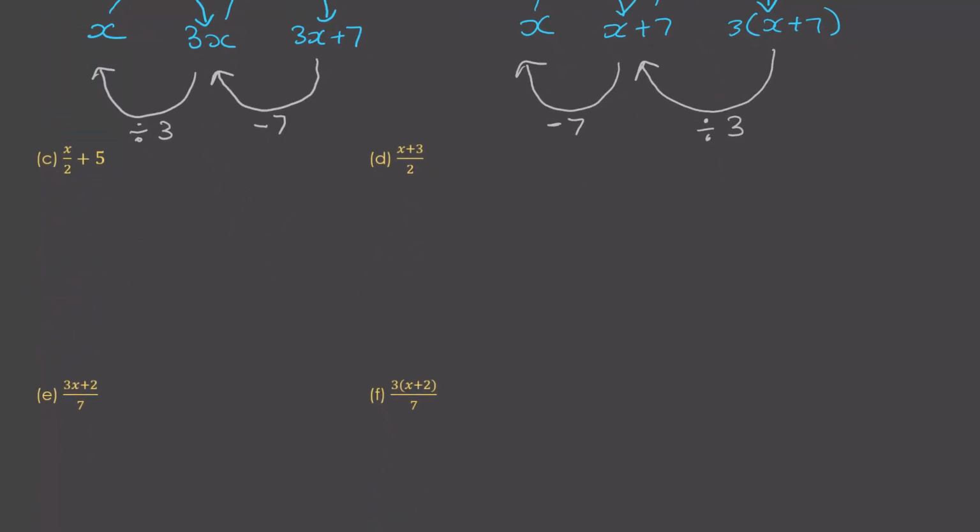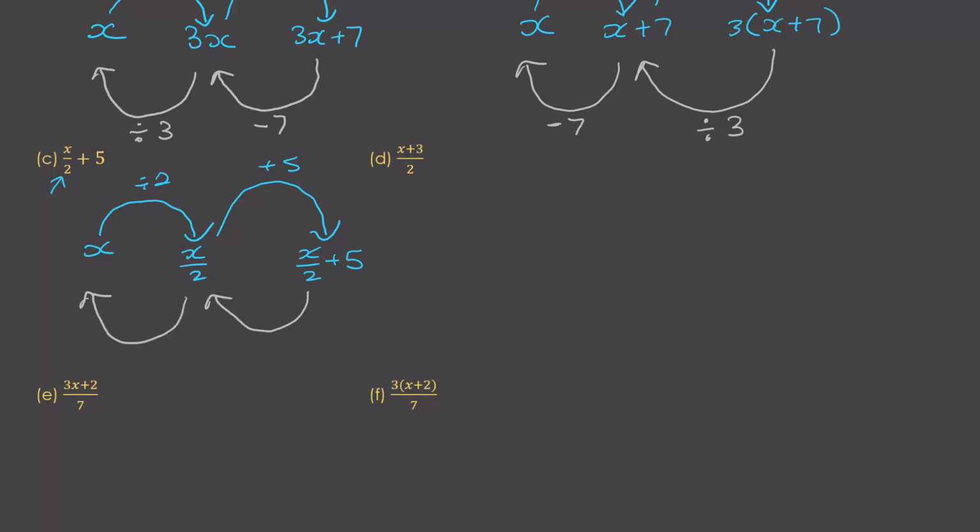So for the next one, start with x. The first thing that happens here is that x gets divided by 2 to give me x over 2. The next thing that happens is that we add 5. And that gives me x over 2 plus 5. To undo that, we would need to use inverse operations. So we would subtract 5 and we'd multiply by 2.